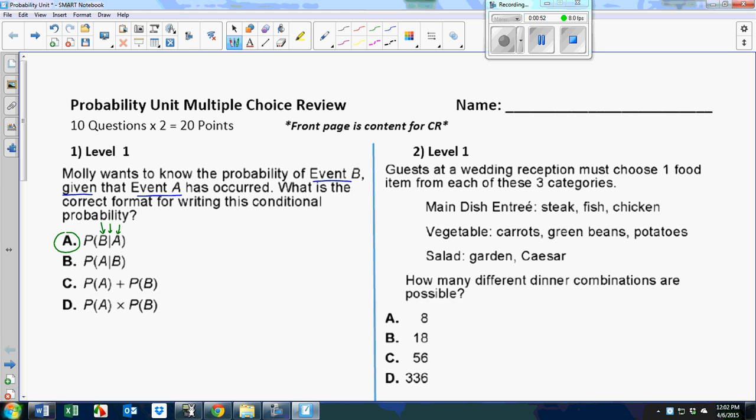Question two is also a level one. A wedding must choose one food item from each of the three categories. So choose a main dish, choose a vegetable, choose a salad. How many different dinner combos could they have?